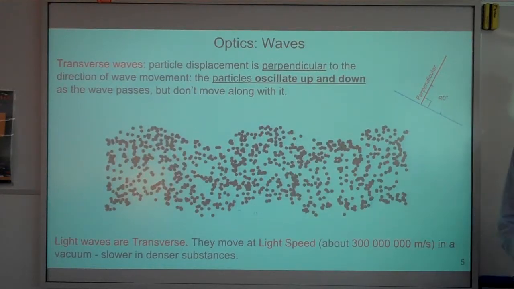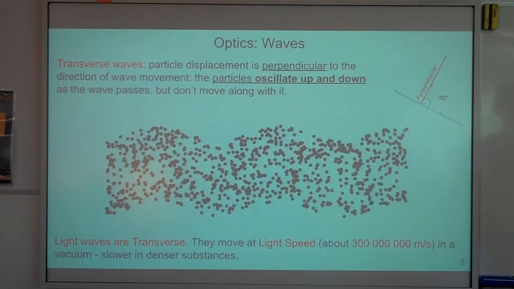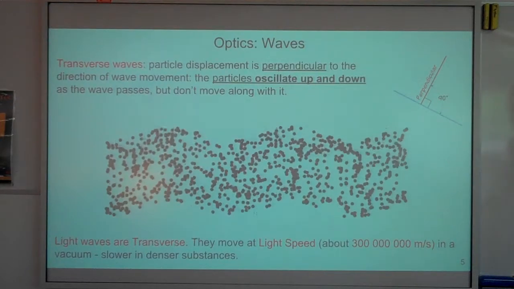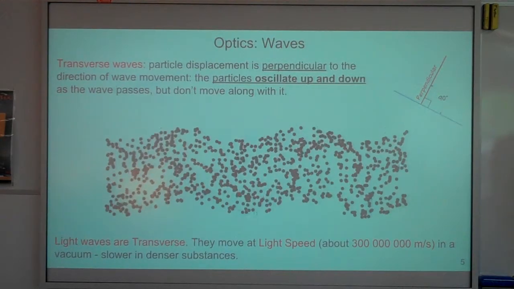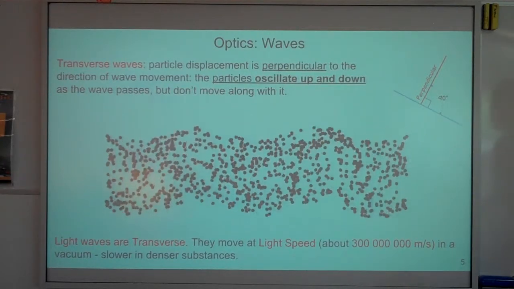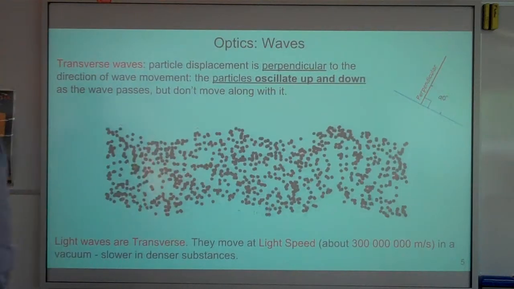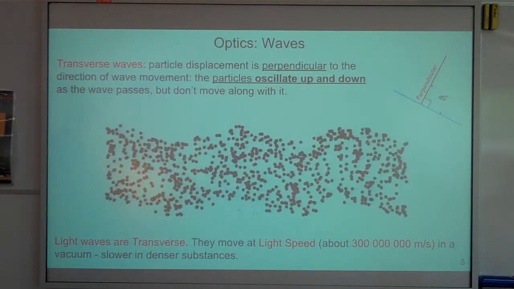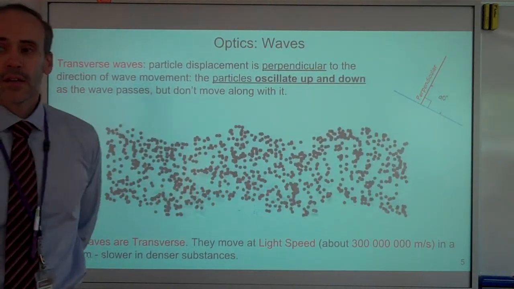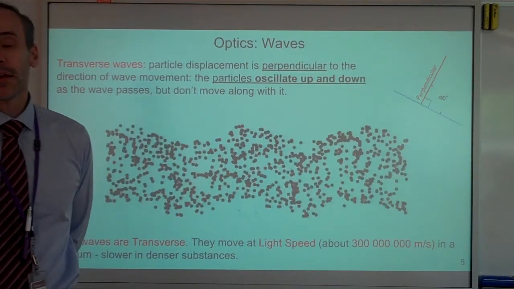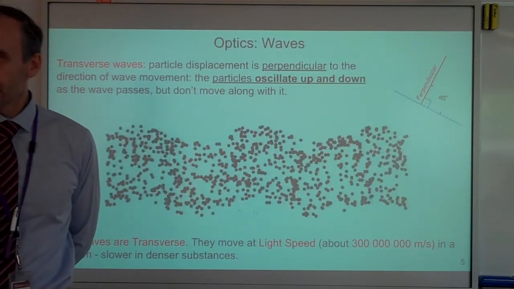Anyway, 300 million meters per second is light speed. You will need to know that. Obviously extremely fast, so about 6 times around the equator per second. Okay, and so this is quite fast, but of course the universe is a very big place. So the sun is about a little over 8 light minutes away.